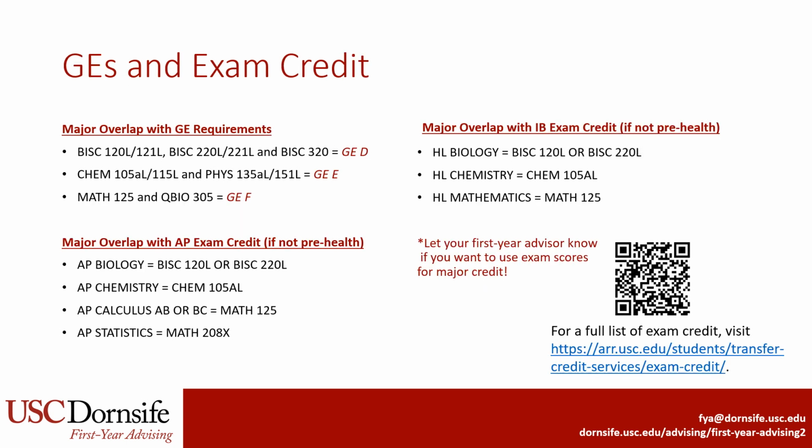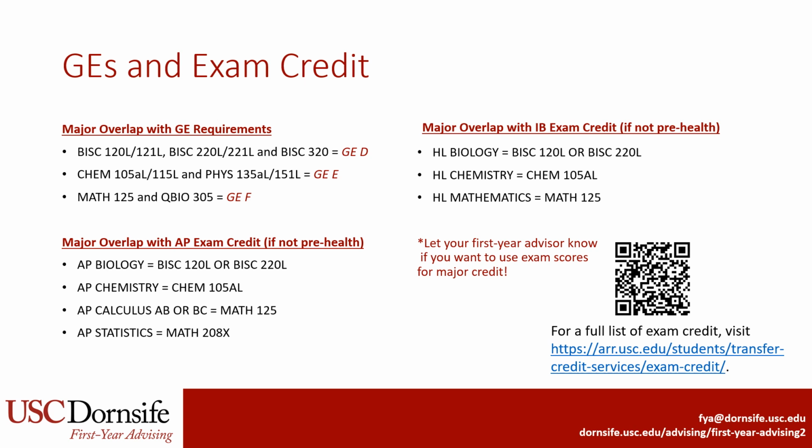Some of the major requirements for biology overlap with GE requirements. GE D can be satisfied by some of the biology coursework, GE E by chemistry or physics, and GE F by calculus or statistics. If you are not pre-health, credit from certain AP and IB exams can also satisfy major requirements. If you're pre-health, we recommend that you take these courses in college because medical schools and health professional schools may not accept AP or IB scores for these common preparatory classes. If you have questions about this, please reach out to Pre-Health Advising for their recommendations.